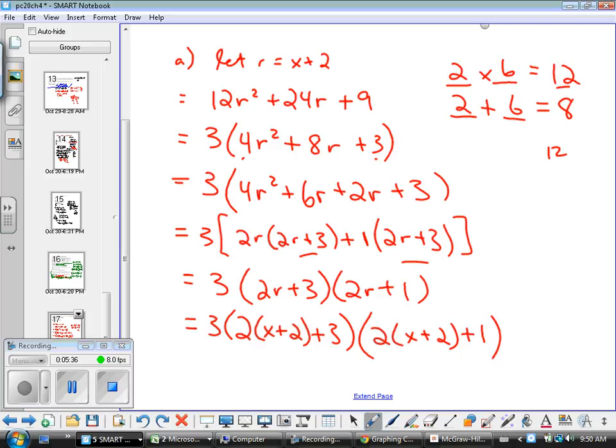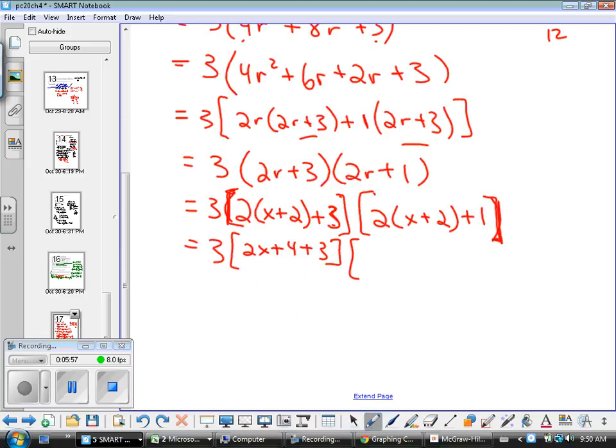Maybe you would rather see square brackets here, a little less confusing. Too many brackets, right? That'll be a square one, and that'll be a square one. And then to get it back, we're going to go 2x plus 4, that gets distributed, plus 3. And then this one becomes 2x plus 4 plus 1.